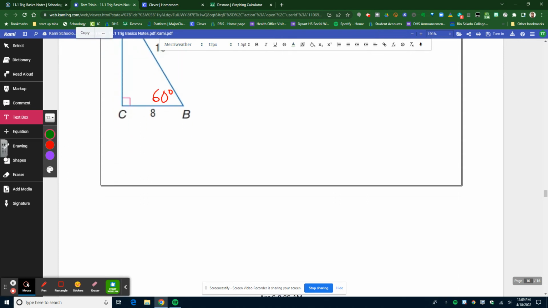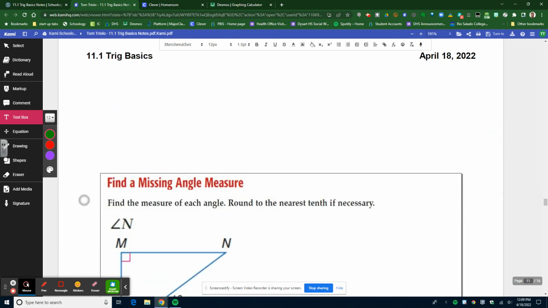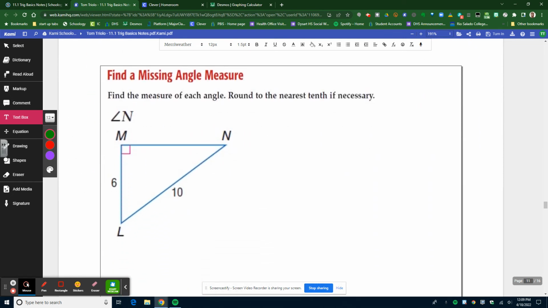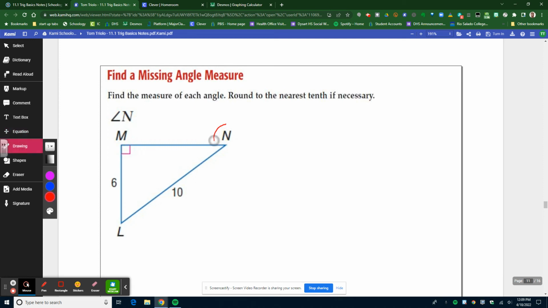All right, next one's a little harder. Is 10 double 6? All right, so I'm going to do this one a little bit differently. So, angle N, right? So 6 is opposite, so I labeled it OPP. That's my hypotenuse. This way I know which trig function to use. Take a moment, don't say it. Just think it and write it using your equation editor.